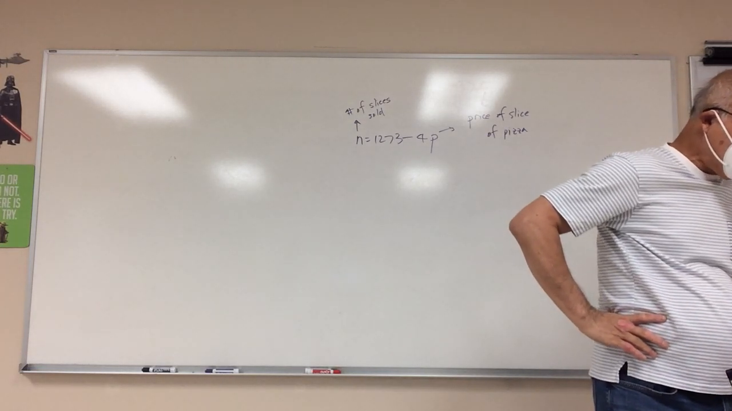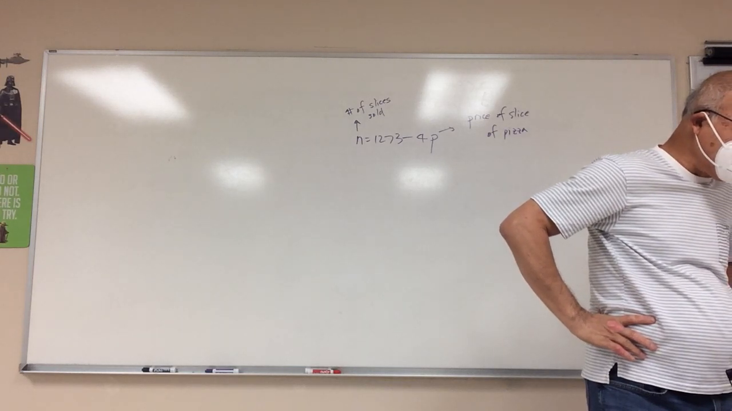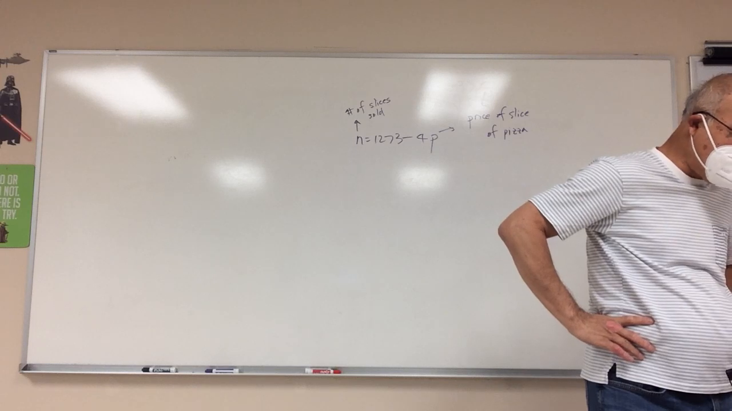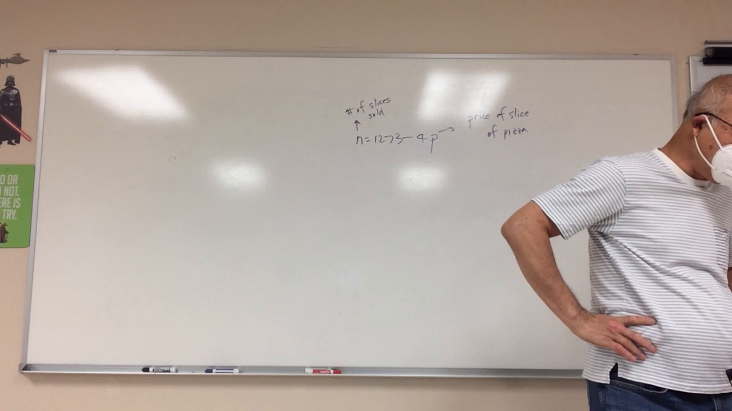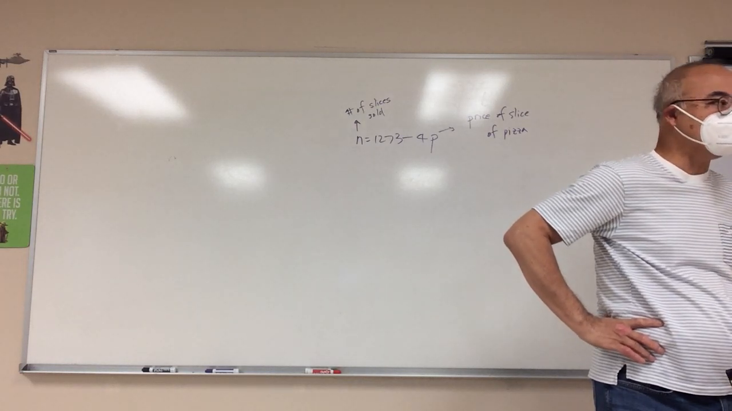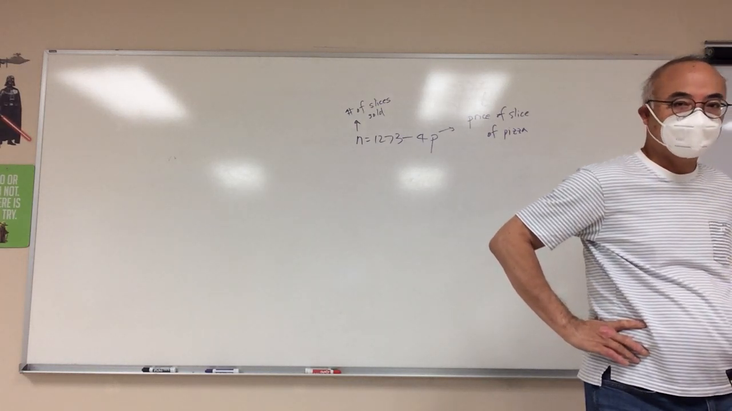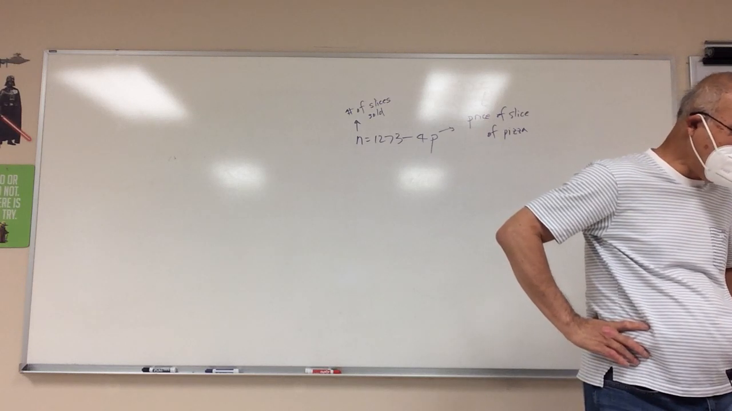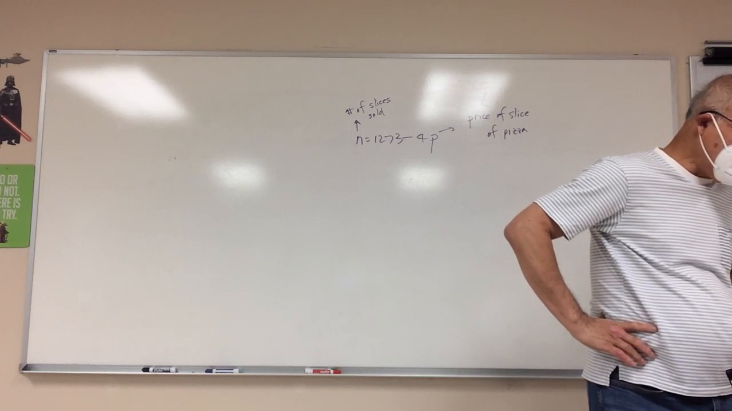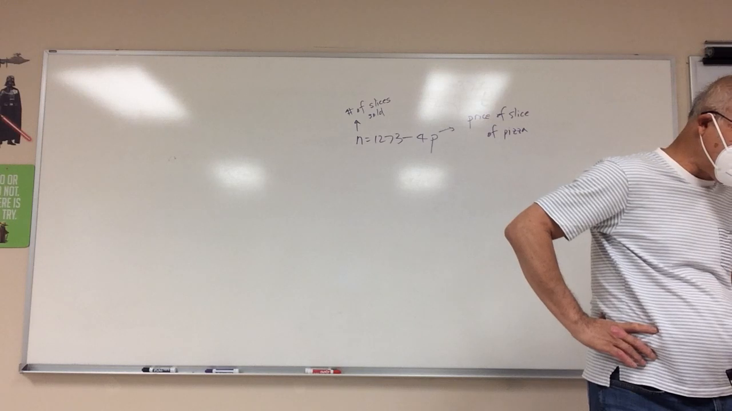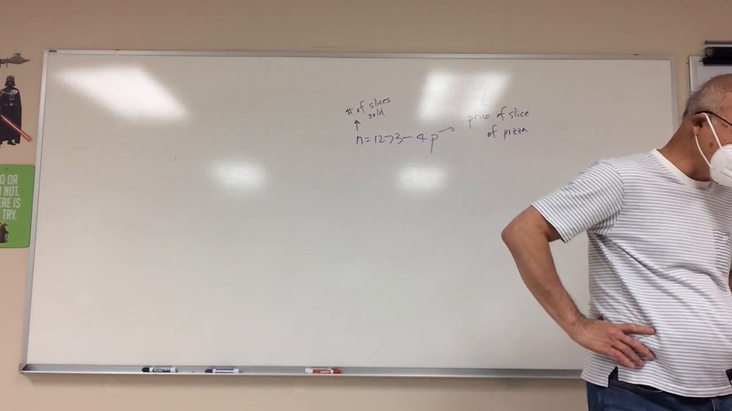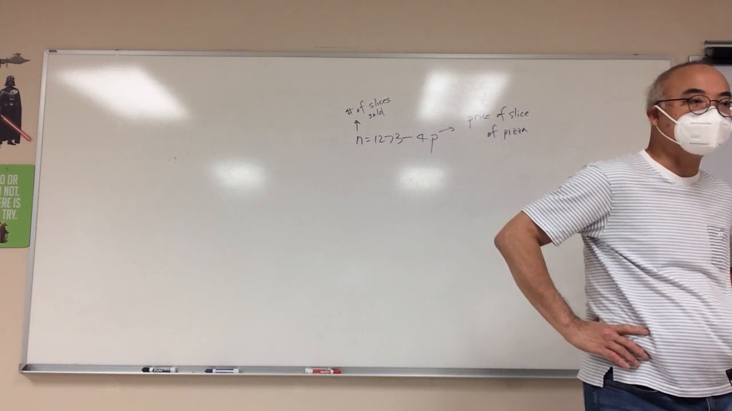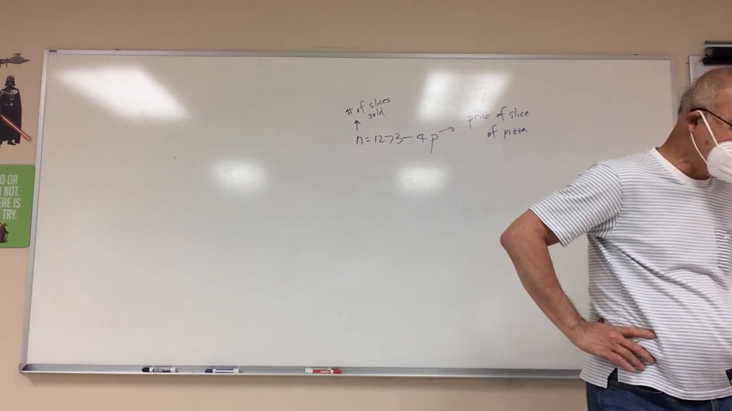A, for every $4 the price of pizza decreases, the cafeteria sells one more slice of pizza. That doesn't make sense. Does that make sense? I don't think so. What about B? For every $1 the price of a pizza decreases, the cafeteria sells 4 more slices of pizza. That makes sense. That's what that 4 means.